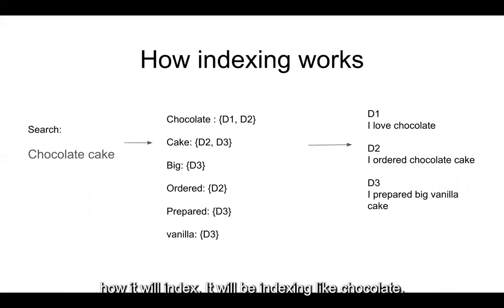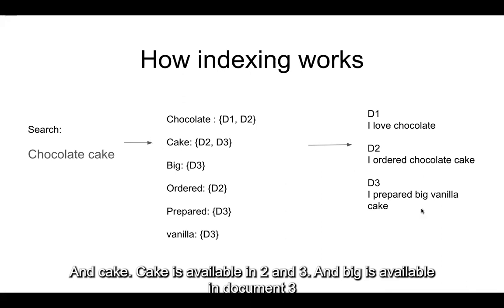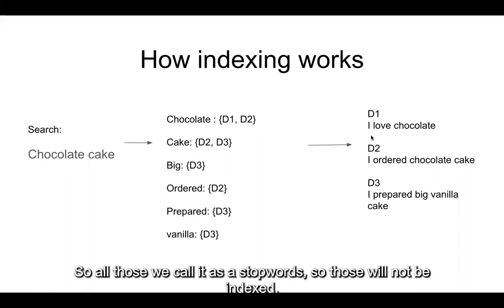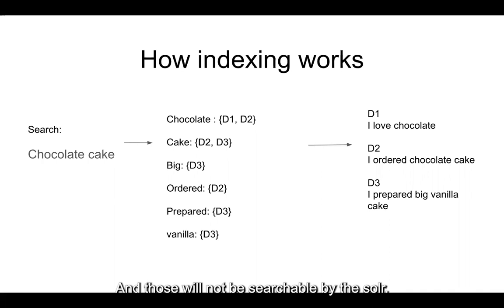Next, how it will index is like this: chocolate is available in document 1 and document 2. Cake is available in 2 and 3. Big is available in document 3. Ordered is available in document 2 and prepared is available in 3. So all this will be tokenized. When you notice, it is not tokenizing words like I and love. Those we call stop words. Those will not be indexed and will not be searchable by Solr.